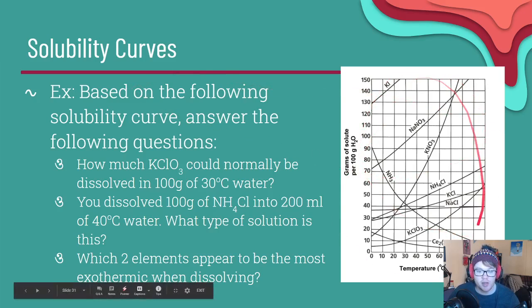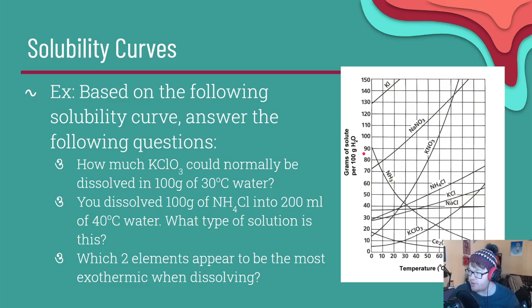Okay, so this is what a question on the worksheet will actually look like. So first, check the graph. It is in temperature, degrees Celsius, and grams of solute per 100 grams of water. So we know we're dealing with 100 grams of water. First question is how much KClO3 would normally be dissolved in 100 grams of 30 degrees Celsius water. First, we need to find KClO3. KClO3 is right here. And then it wants to know in 30 degrees Celsius, and how much should be in 100 grams of water.